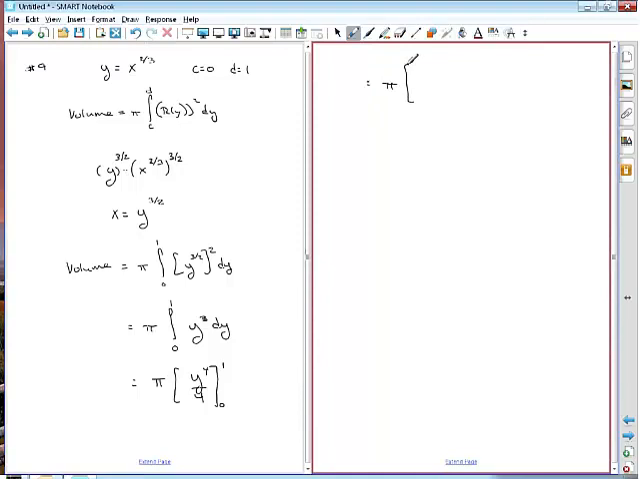Evaluating at the upper limit, which is 1, we get 1 to the 4th over 4, and subtracting at the lower limit, we get 0 to the 4th, of course, which is 0. And so the final answer is that the volume is equal to pi over 4. And that is the correct answer.